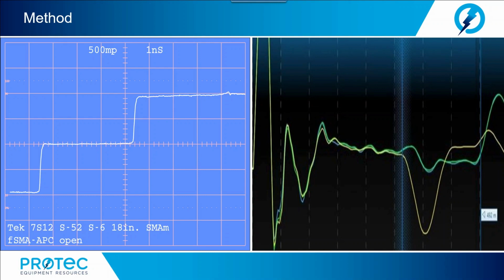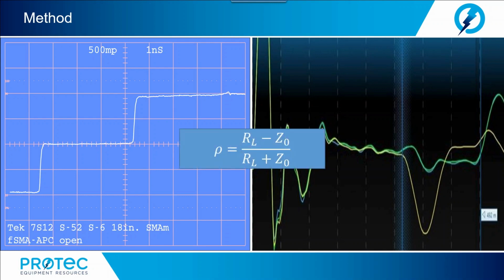The magnitude of the step produced by the resistive load may be expressed as a fraction of the input signal as given by the equation. Rho, or in this case reflection coefficient, would equal the resistance of the load minus the characteristic impedance of the transmission line, divided by the resistive load plus the characteristic impedance of the transmission line.